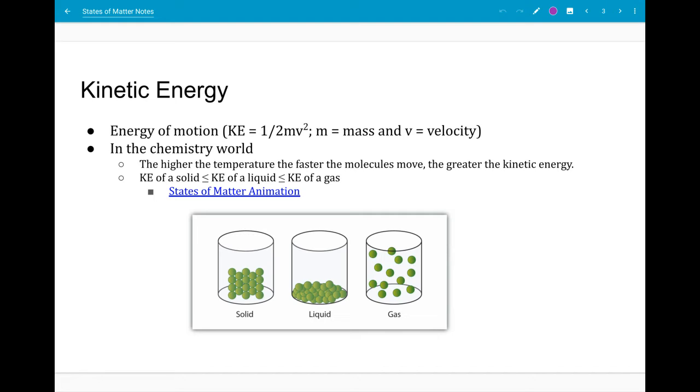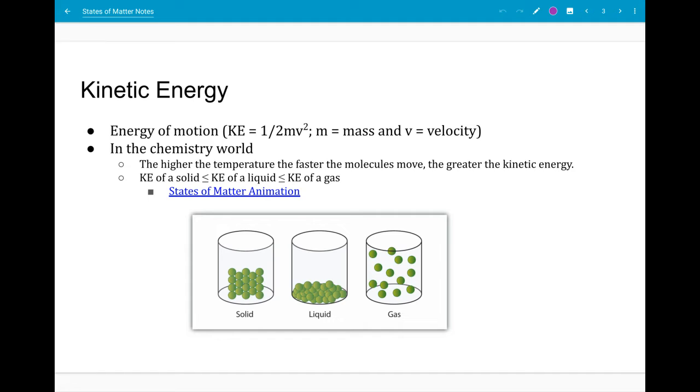Now, kinetic energy. What is kinetic energy? If you've taken physics, you'll be more familiar with this, but it is the energy of motion. So kinetic energy is equal to 1/2 times mass times velocity squared. But if you think about it, how would we do that in the chemistry world? If you have a bunch of gas molecules, how are we going to measure their mass? How are we going to measure the velocity of that oxygen in our air? So the reality is we're going to focus on temperature.